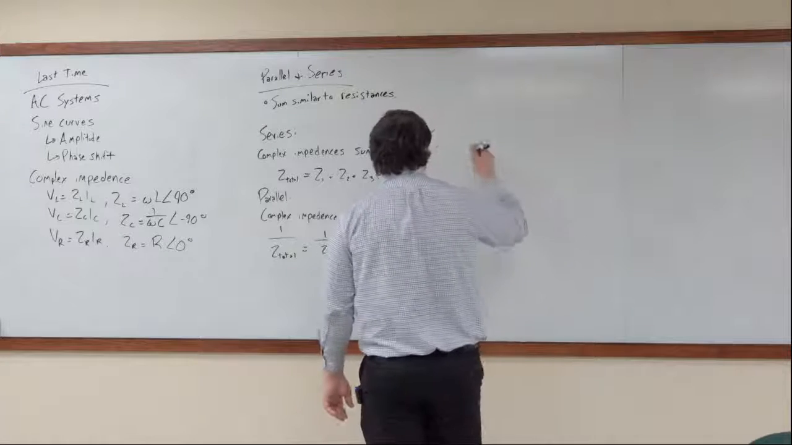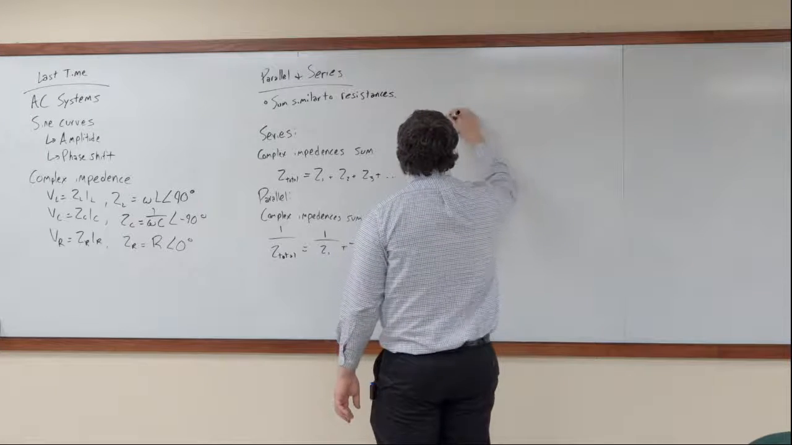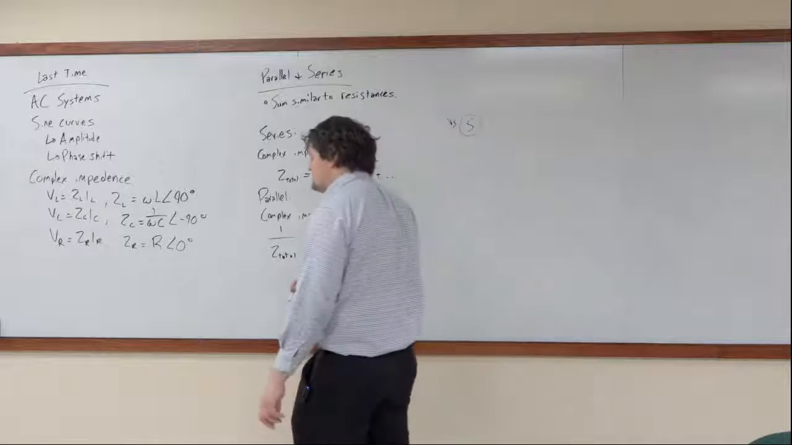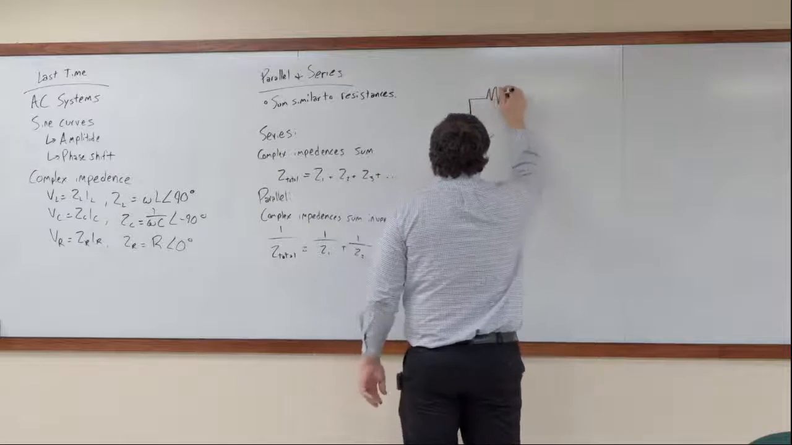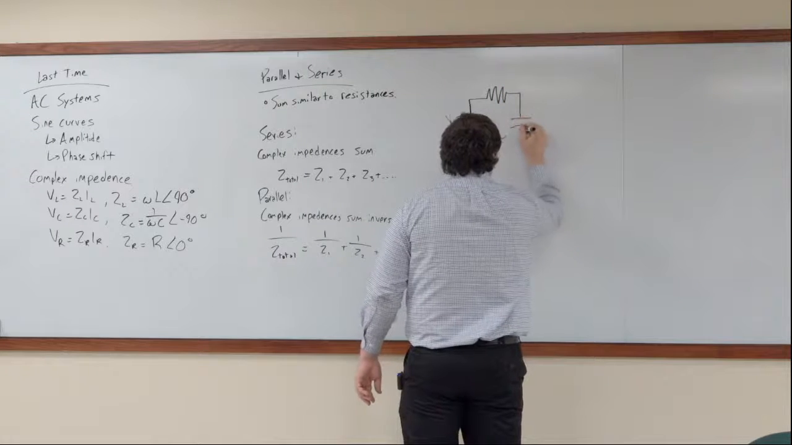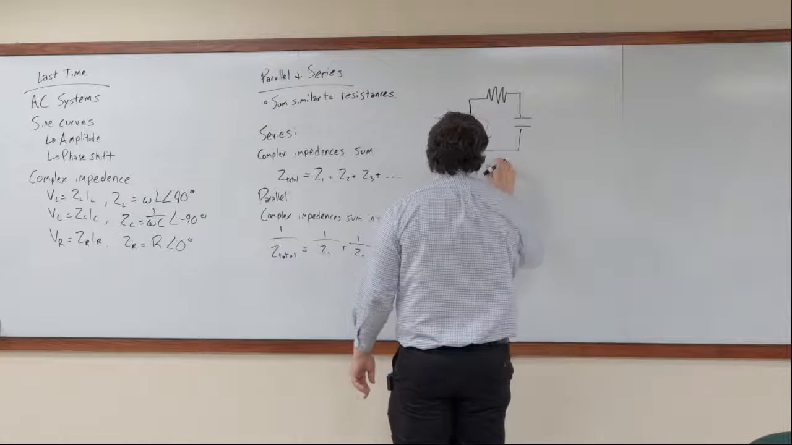So let's go ahead and just do an example. Here we're going to have Vs, a voltage source. And then we'll put a resistor in series with a capacitor.